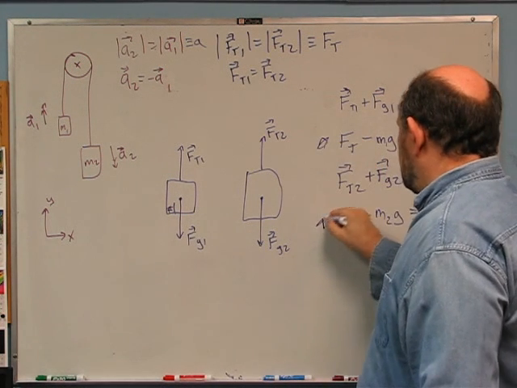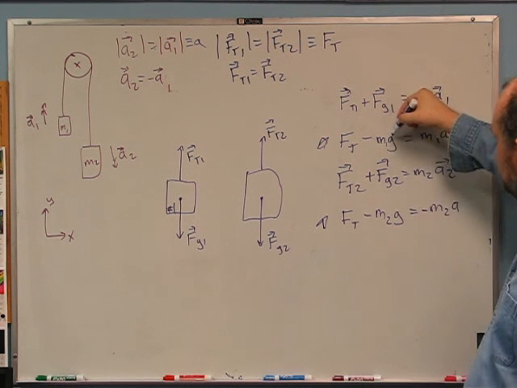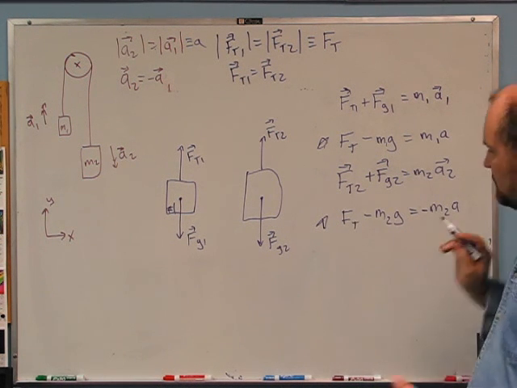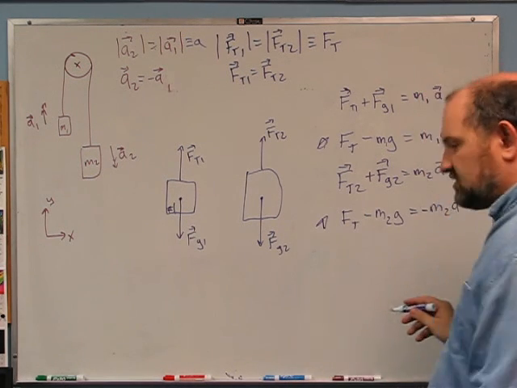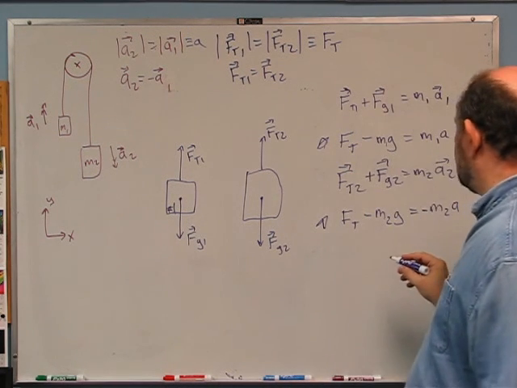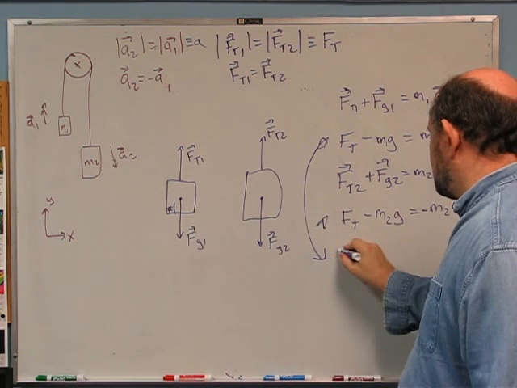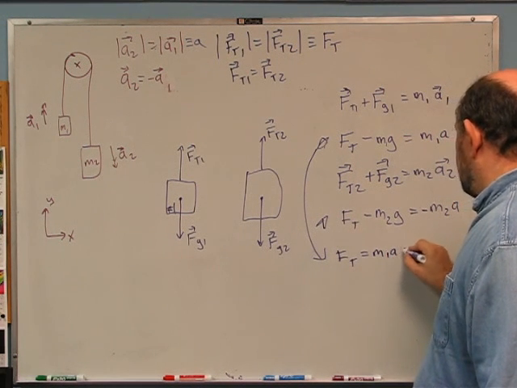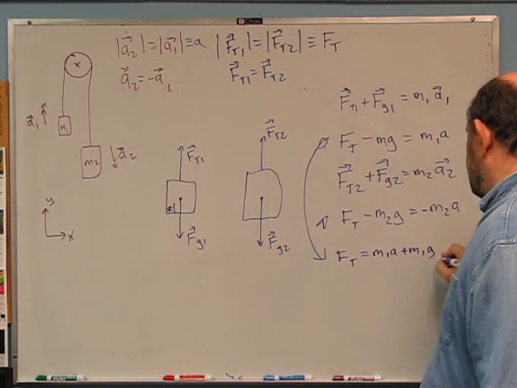So I can take these two equations. I know M1, I know G, I know M2, but I don't know FT and I don't know A. I have two equations and two unknowns, so I can solve for them. It turns out in this problem I don't even ask you for FT, so let's get rid of FT. I'm going to take this one, and FT is equal to M1A plus M1G. I've added M1G to both sides.